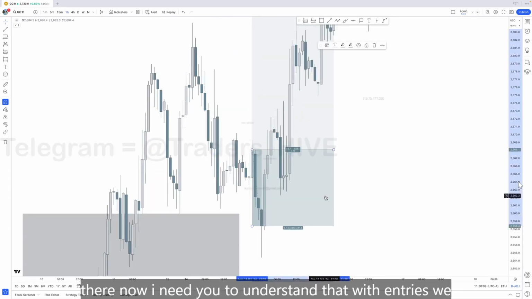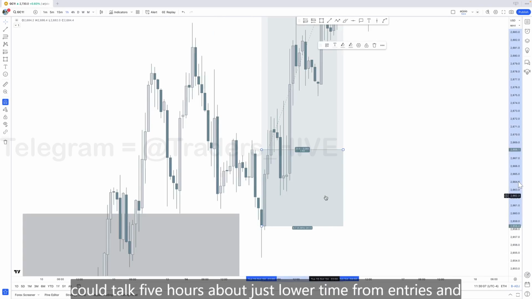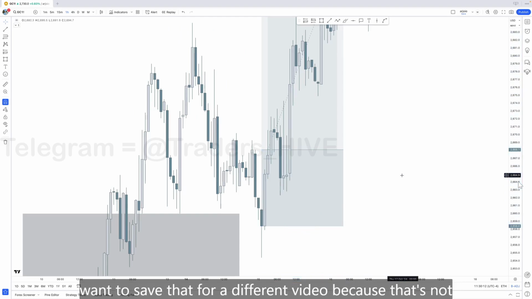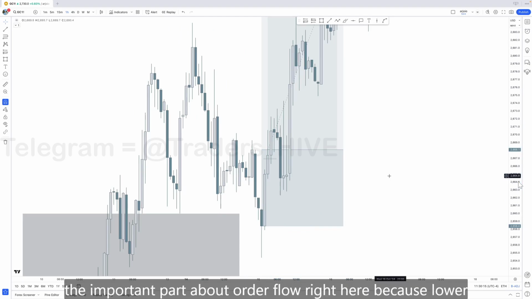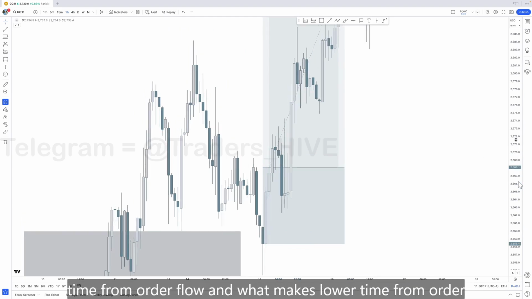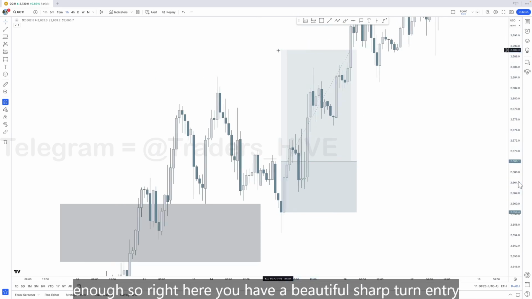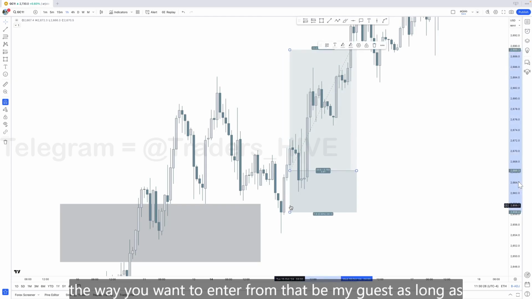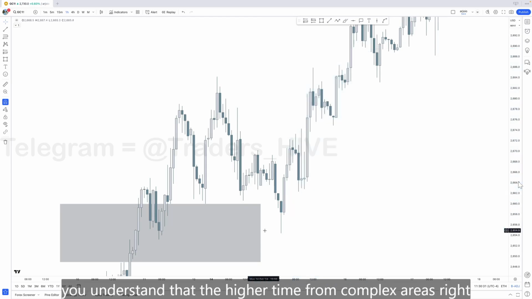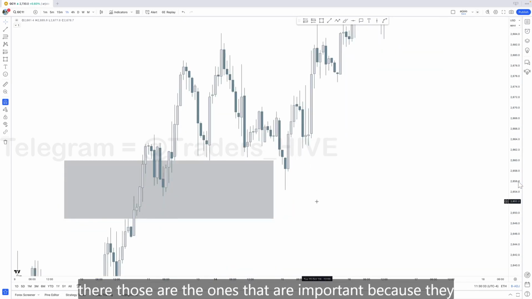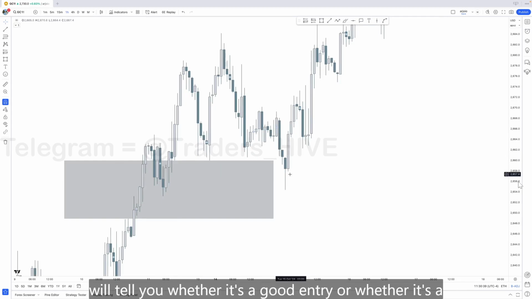Now, I need you to understand that with entries, we could talk 5 hours about just lower time frame entries and the way you can enter and certain entry techniques, etc. But I want to save that for a different video, because that's not the important part about order flow right here. Because lower time frame order flow, and what makes lower time frame order flow important is the higher time frame order flow. Funny enough. So right here, you have a beautiful sharp turn entry. The way you want to enter from that, be my guest. As long as you understand that the higher time frame context areas right there, those are the ones that are important, because they will tell you whether it's a good entry or whether it's a bad entry in the first place.